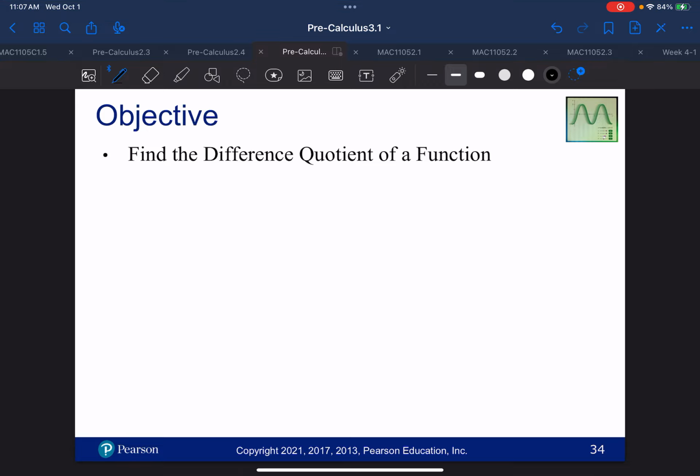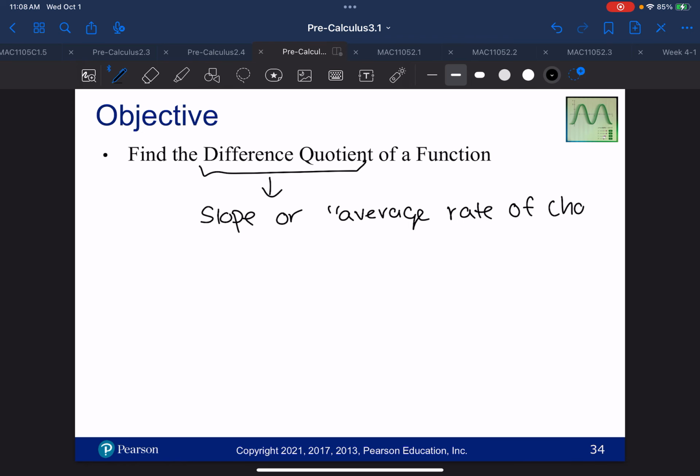Okay, and so now we're going to talk about finding the difference quotient of a function, and this is the same thing as really finding the slope or average rate of change of a function. So remember we had the slope formula to find the slope between 2 points on a line.